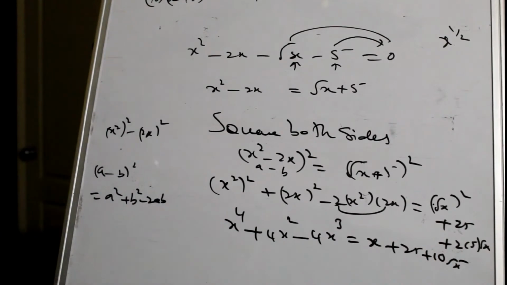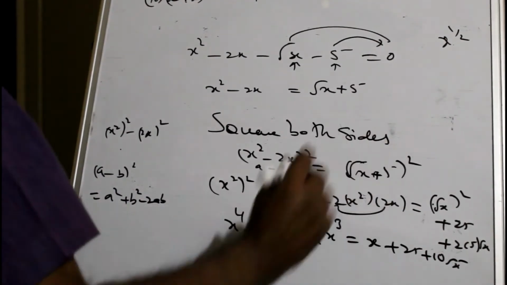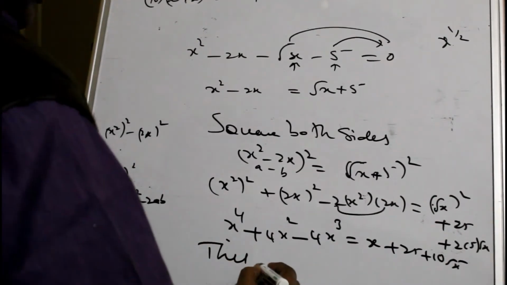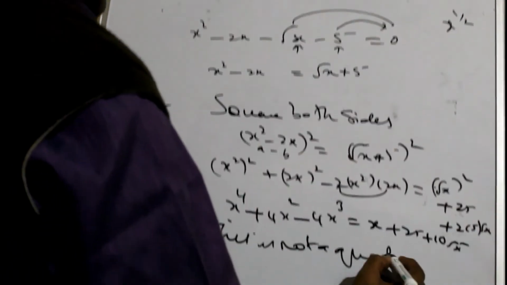Again the root x is still there. Already x power 4 has come. So this goes beyond it. This is not a quadratic equation.